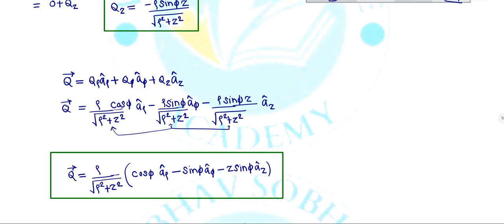Well, I hope you have get some understanding from this numerical. In the next video, we are going to see the conversion of this Cartesian system of vector q into its spherical form.